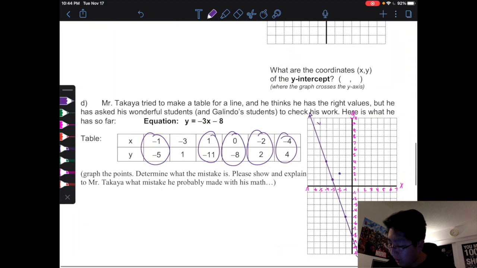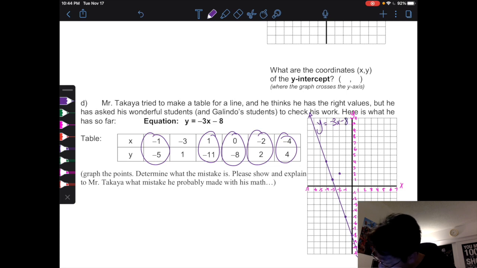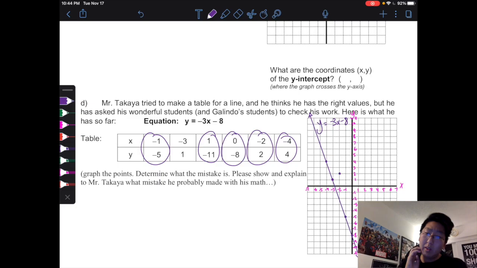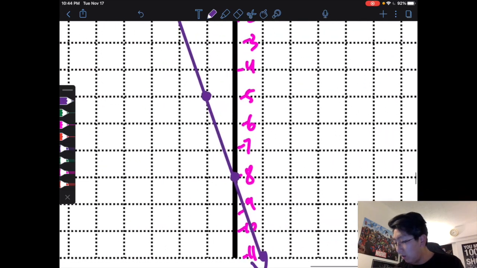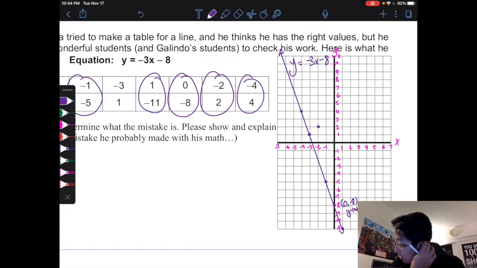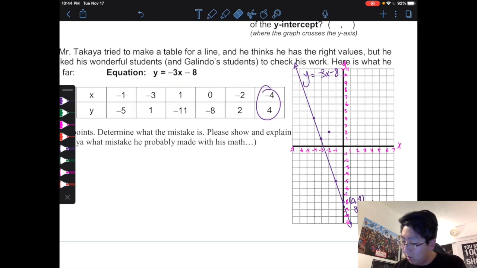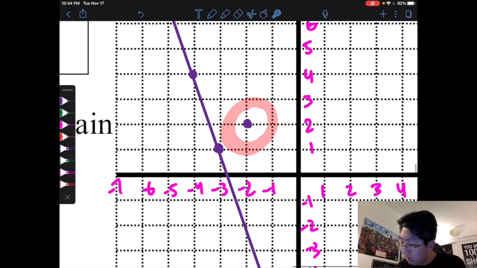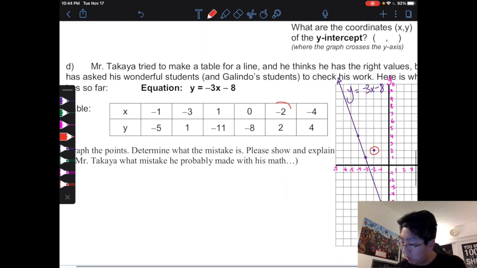I'm also going to label it y equals -3x minus 8. Right, I labeled it. Now, I also need to label my y-intercept. (0, -8) is the y-intercept. Okay. Now, what point doesn't look right? What point didn't fit? (-2, 2), right? This one right here.